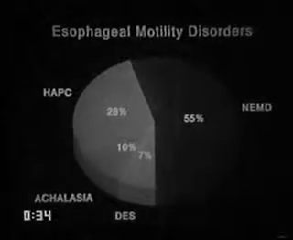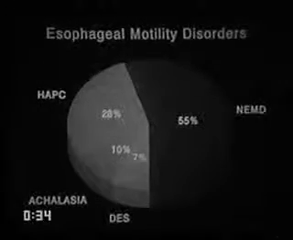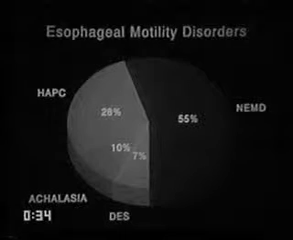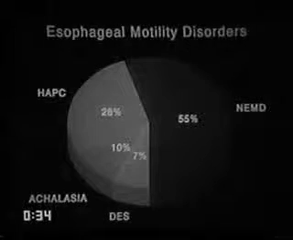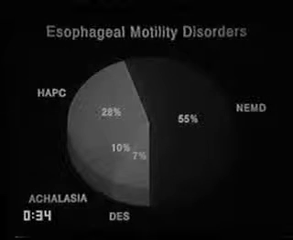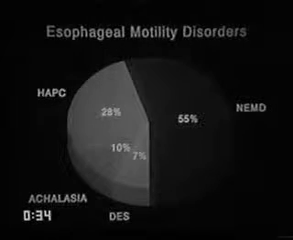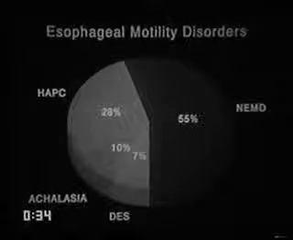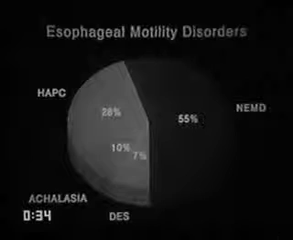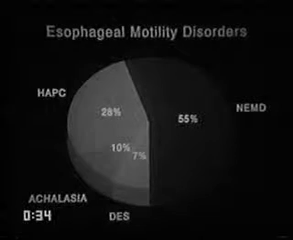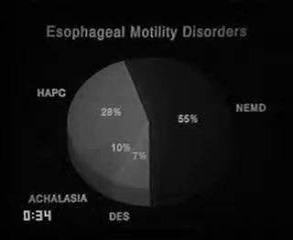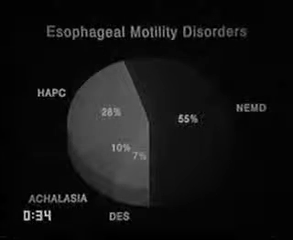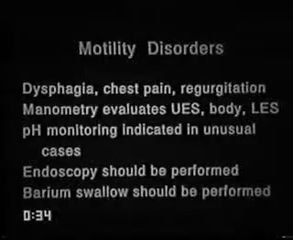So motility disorders we divide into 4 major categories. There are 3 primary esophageal motility disorders: achalasia, with which you're all familiar, diffuse esophageal spasm, and high-amplitude peristaltic contractions of the esophagus. And then the 4th and the major category of esophageal motility disorders is a grab bag of so-called non-specific esophageal motility disorders, or NEMD. We'll talk first about the general findings with motility disorders.